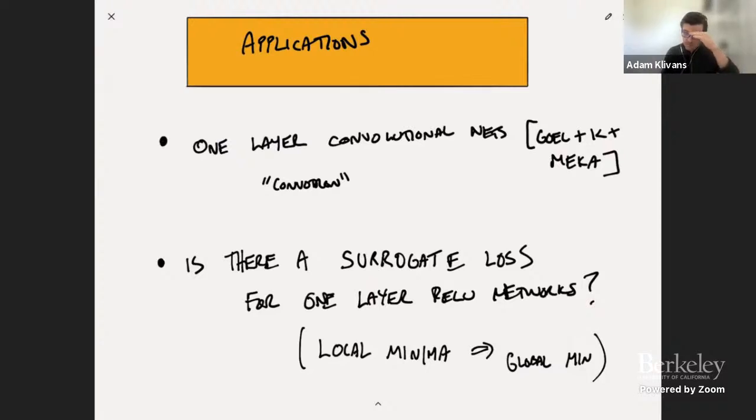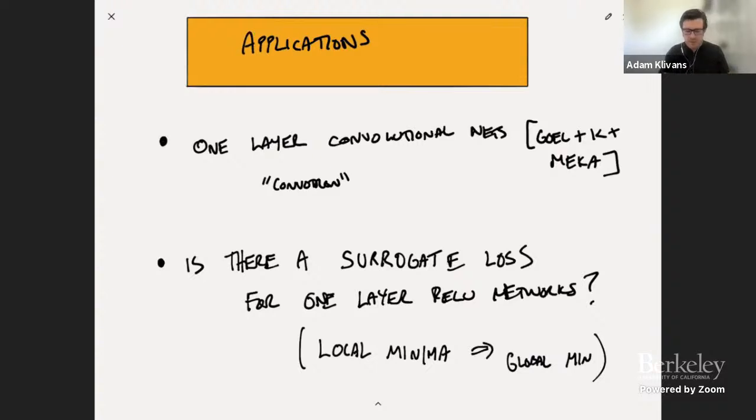nets. And I think a very interesting open question is, is there some type of surrogate loss for one hidden layer ReLU networks? Could it be the case that you can come up with a very novel loss whose, say, local minima correspond to the global minimum of the original one-layer neural network learning problem? To me, this is a very underexplored area of research. I just don't know the answer to it.